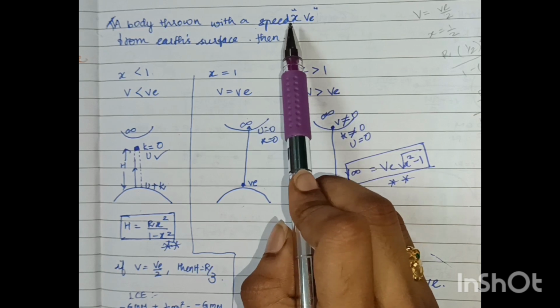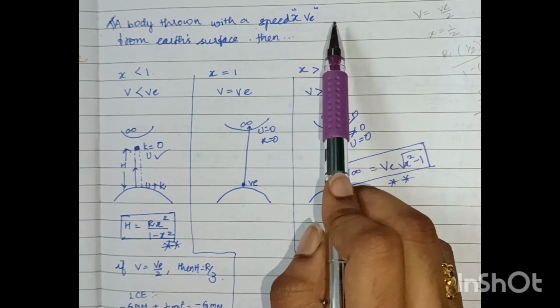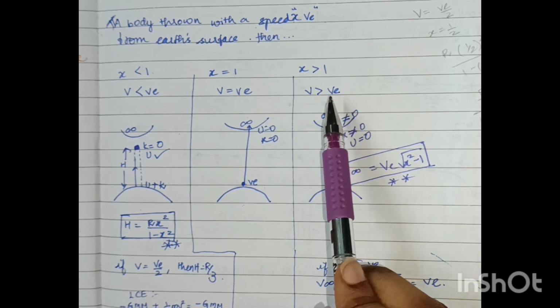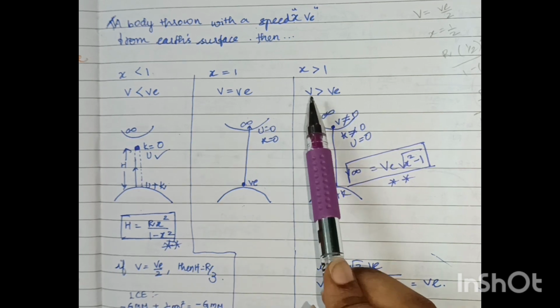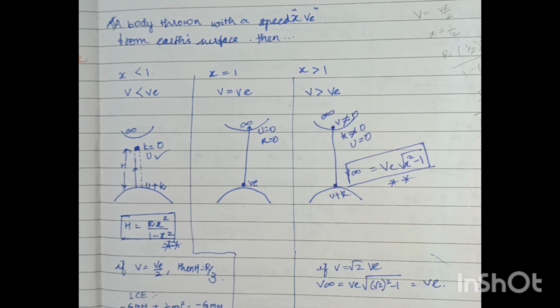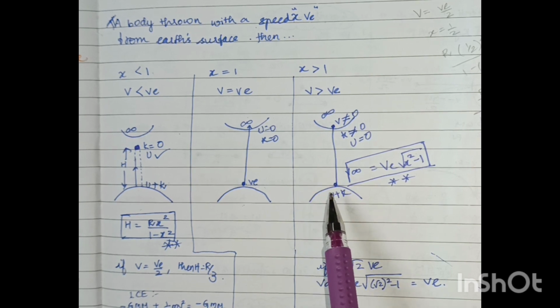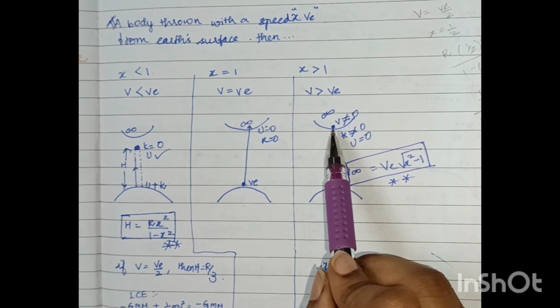If x is greater than 1, it means it is like 2Ve or 3Ve. Then v will be greater than Ve, that is the velocity with which we are projecting is greater than the escape velocity. So then what will happen? We should know that. Initially we are projecting with a velocity greater than escape velocity, so it will definitely be reaching infinity.